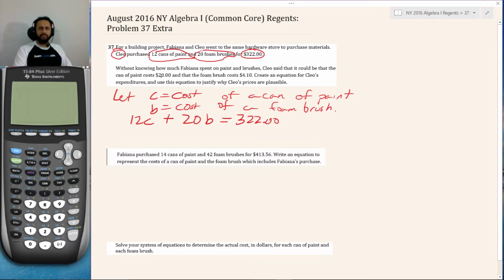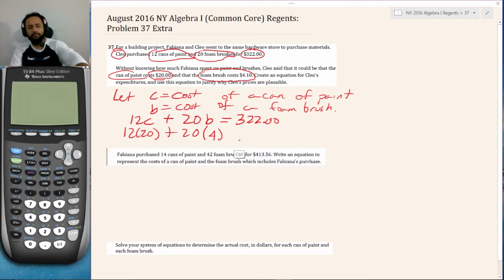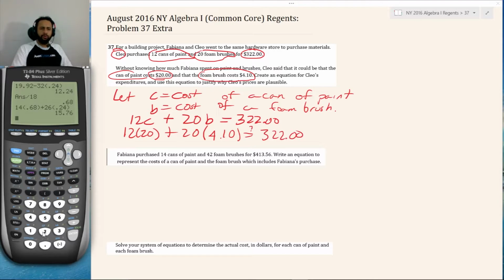Okay, so now I'm going to test the plausibility. The can of paint costs $20 and the foam brush costs $4.10. Maybe this is true. So 12 times 20 plus 20 times 4.10 equals, with a question mark, 322. So I can use my calculator. It's enough to just write the sum. They do expect you to be able to do calculator work. So 12 times 20 plus 20 times 4.10. Okay, so 322 equals 322. Check. That's all you need to say.